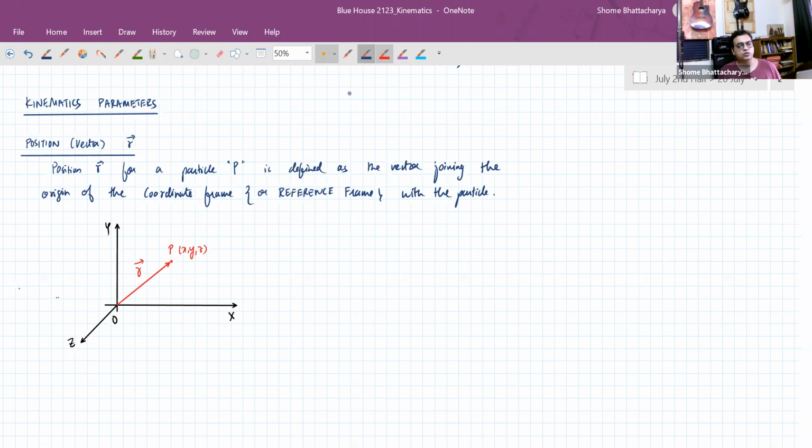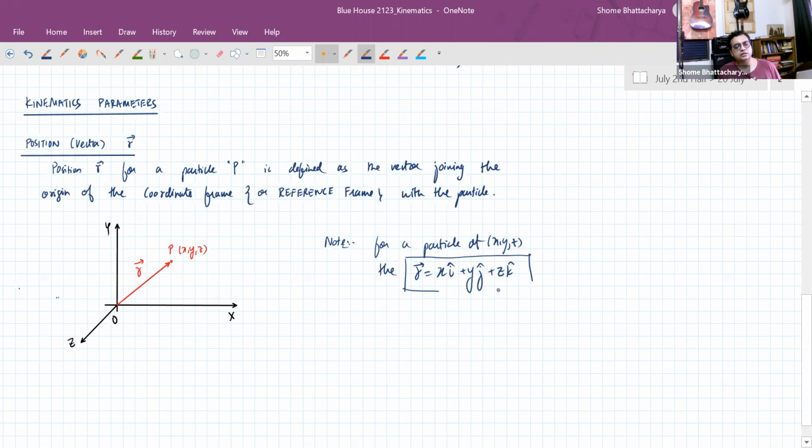So if the coordinates of the particle are XYZ, the position vector will simply be defined as x i cap plus y j cap plus z k cap. Okay. So this is how we convert coordinates into a vector in case of position vector. And as you can see, the magnitude of that position vector will be given by root of x square plus y square plus z square.